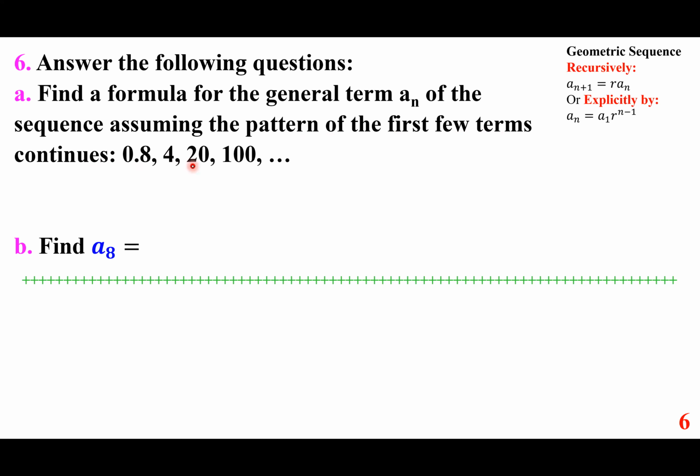So if we see that a sub 1 is 0.8, we can look for either the d or r. So we can look at their difference, we can look at the ratio, and if we divide 4 by 0.8 and 20 by 4 and 100 by 20, we notice they give us the same answer, which is 5. Therefore, you're dealing with a geometric sequence.